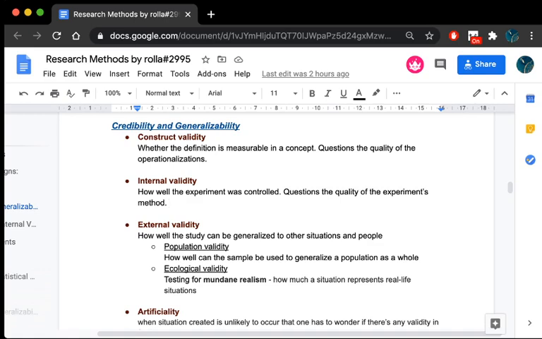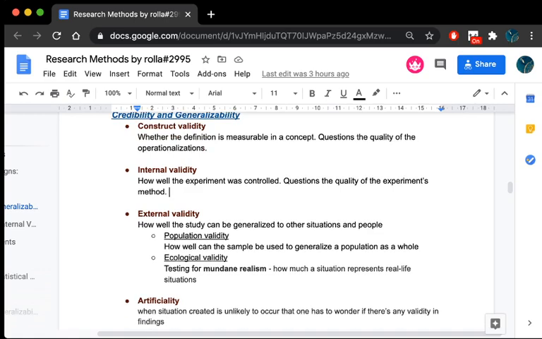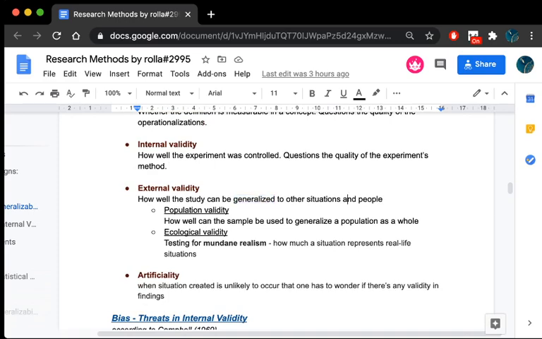And next we have internal validity. So this usually focuses on the experiment design, like overall how well the experiment was controlled, or does the procedure cause any bias, and so on. Then we have external validity, which is whether the study can be generalized to other situations.